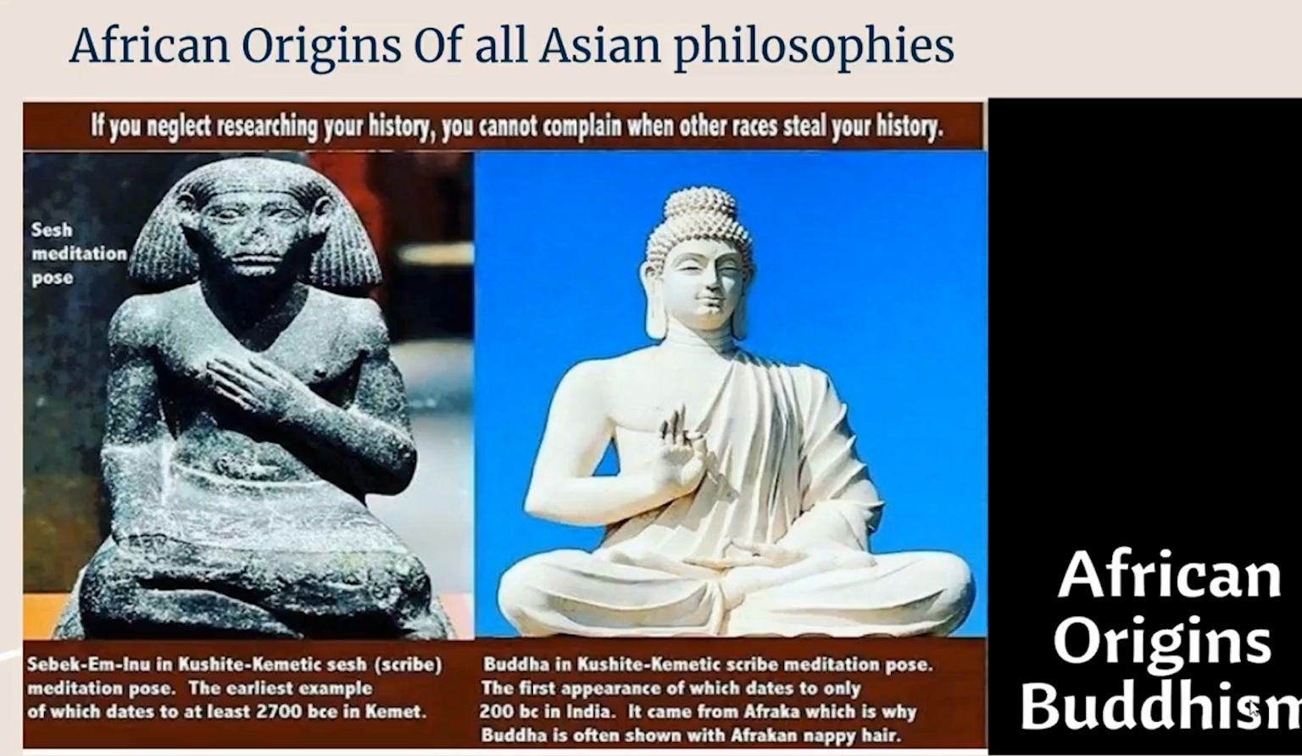We've got two images here of the Sesh meditation pose. You can see here the African one, the ancient Egyptian Sebek Inu in Kushite or Kemet. Sesh means scribe or thinker. The meditation pose, the earliest example of which dates to almost 3,000 years ago in Kemet. Buddha on the left side, there's the Kushite one, the copy in meditation pose, first appeared 200 BC in India. It came from Africa, which is why Buddha is often shown with peppercorn African hair.